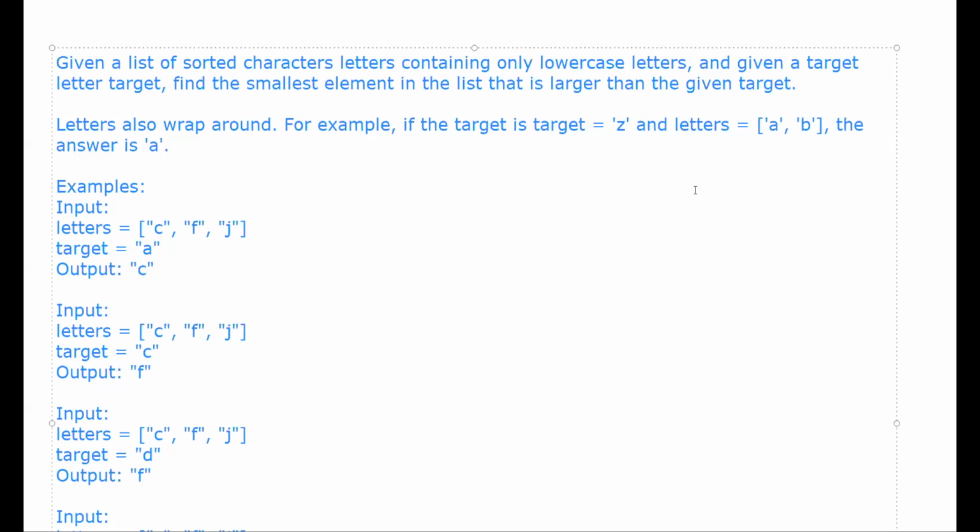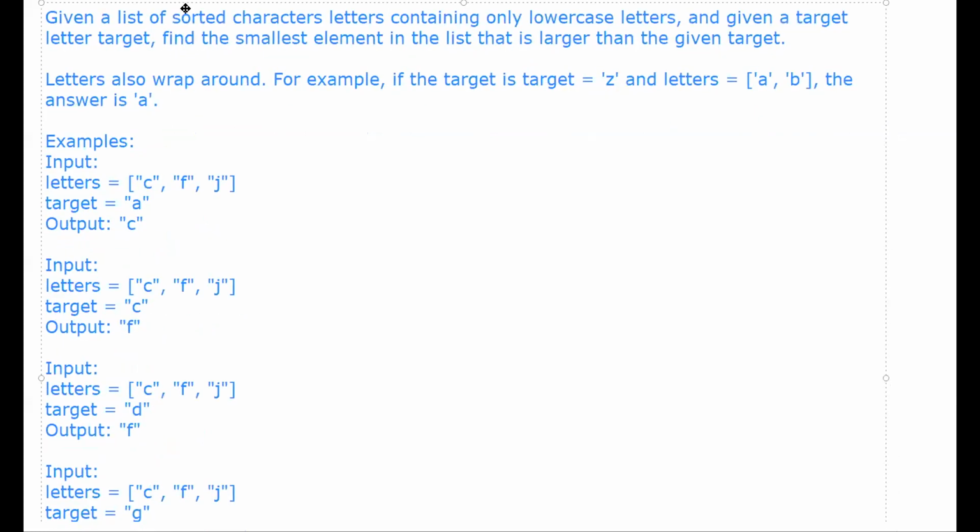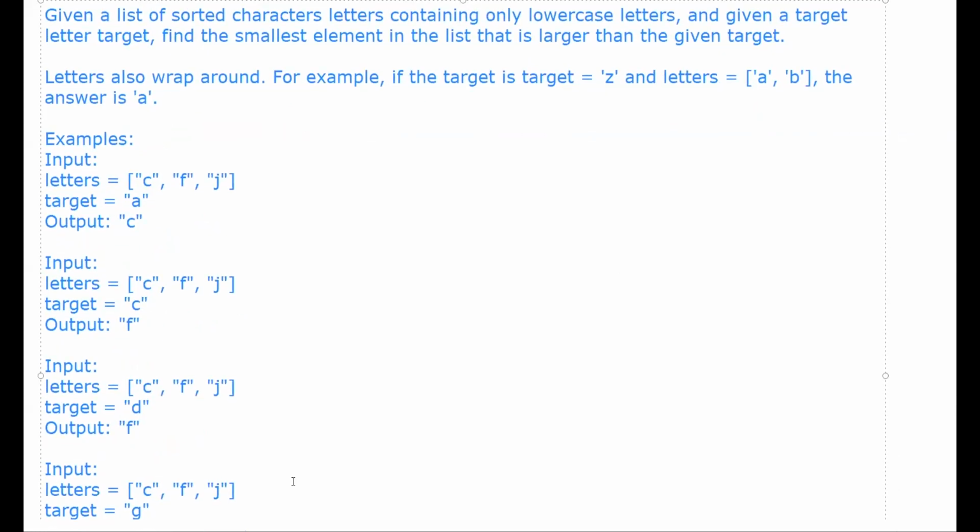The one caveat is that if the target is Z, the algorithm also wraps around. So if your letters are A and B and you're trying to find Z, then you can just circle back and the answer would be A. Make sense? Yeah. So that's pretty much the idea.